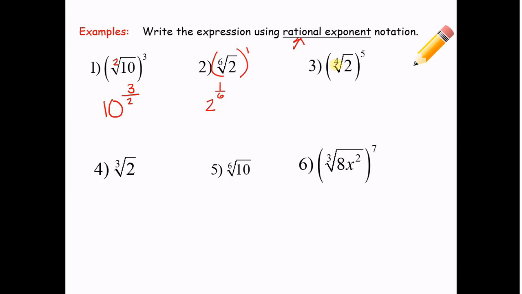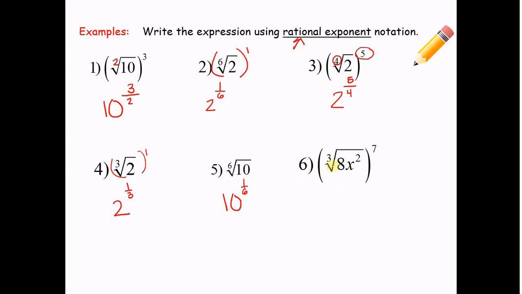This one, notice how it's 4th power, or 4th root, 5th power. So remember, your denominator is always your index. Numerator is always the power. Just like that. 2 to the 1/3 for that one, because it's just to the 1st power. That's why I have a 1 on top. What about this one? What do you think that one is? 10 to the 1/6. That is definitely correct.